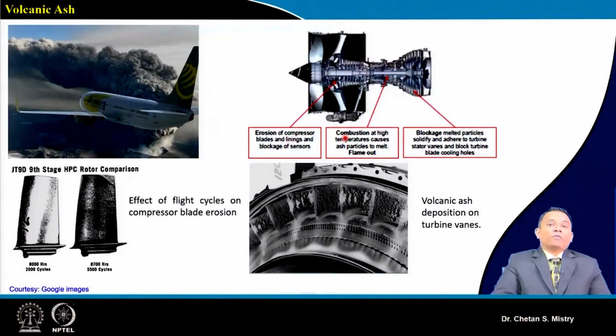Volcanic ash. When there is volcanic activity, ash particles will enter inside the engine. When they enter inside the engine, they will get deposited. Here this represents a turbine blade, and this represents an HP compressor blade. Once this particle is deposited on the surface, the whole flow physics will change. So now we are looking for codes which will help in order to simulate this kind of configuration.